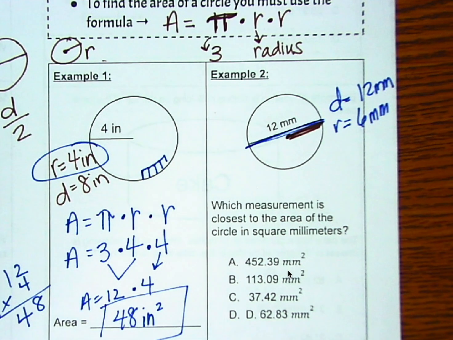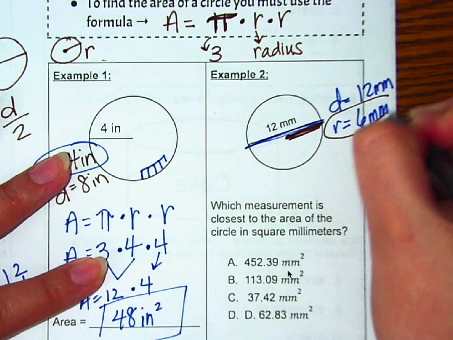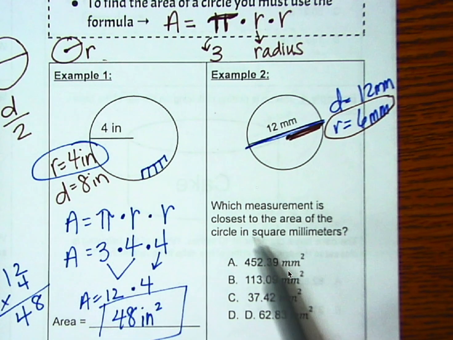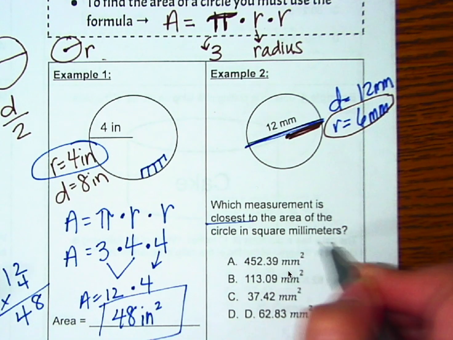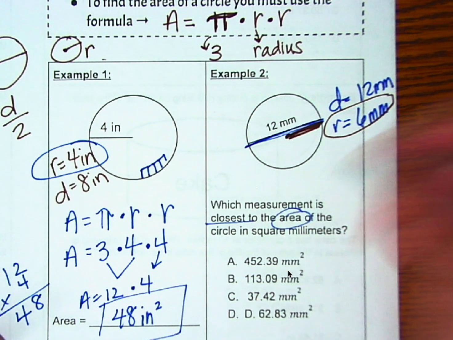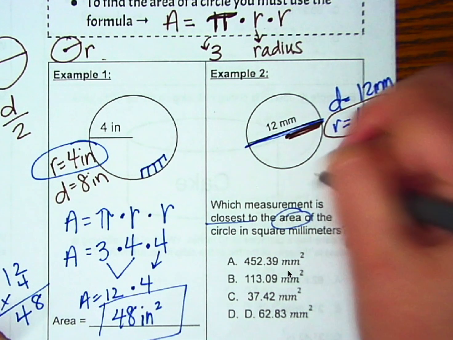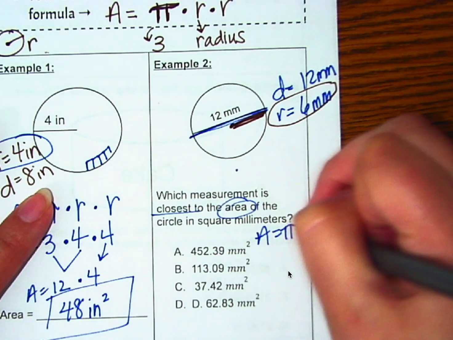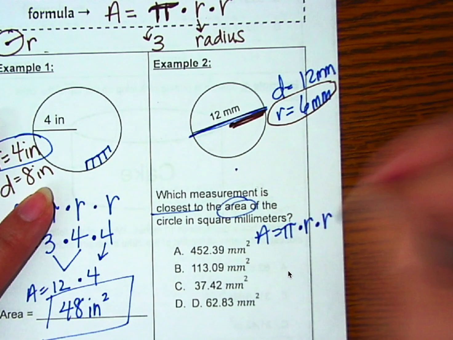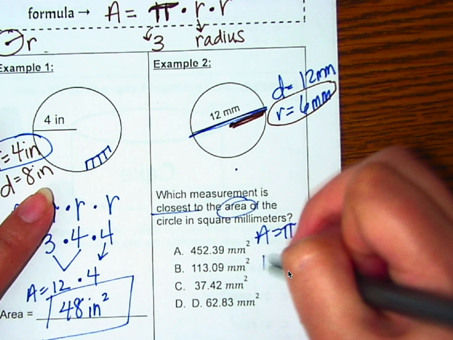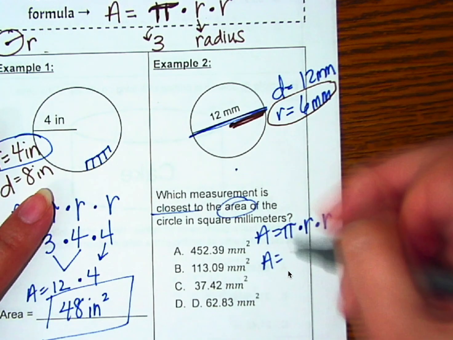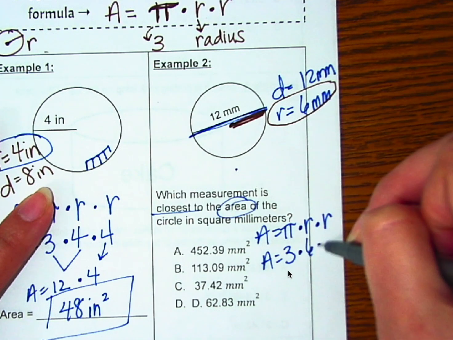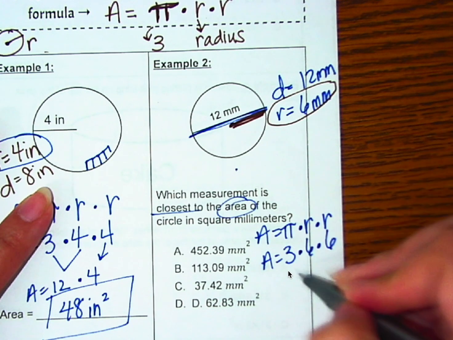Circle which one you're going to use. The question says which measurement is closest to the area of the circle in square millimeters. So we're looking for the area. I need you to write the formula. A is equal to pi times R times R. So now let's start plugging in numbers. We know that pi is 3. My radius is 6 times 6. So now we break it down.